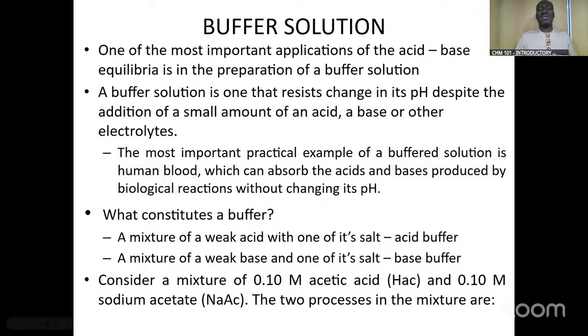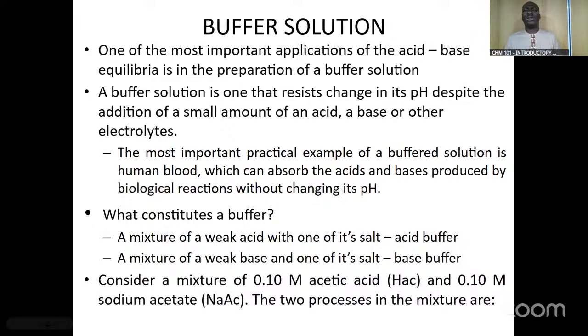Then what makes a buffer? The composition of a buffer. We have two types of buffer: acid buffer and base buffer. An acid buffer is a mixture of a weak acid and a salt of that weak acid. For example, acetic acid and sodium acetate. Acetic acid is a weak acid. Sodium acetate is a source of acetate. The mixture of the two will constitute a buffer.